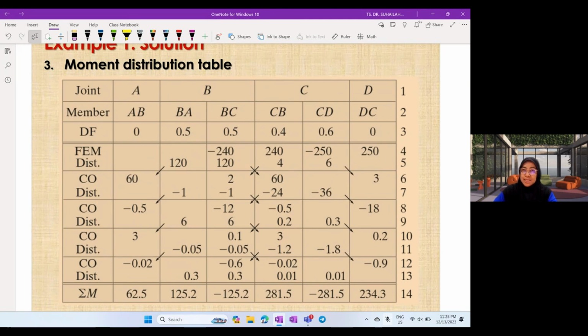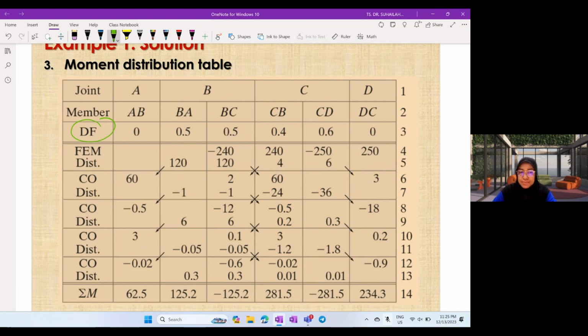Okay, there are four joints A, B, C, D. There are six members representing six member end moments. DF also six, start from AB until DC. DF at AB and DF at DC is 0 because of fixed end. Fixed is 0. Then B and C total is 1. 0 means fixed end. And then we put distribution factor here.